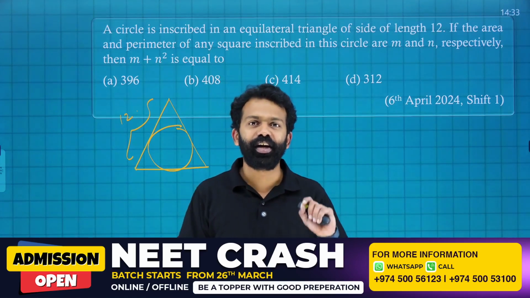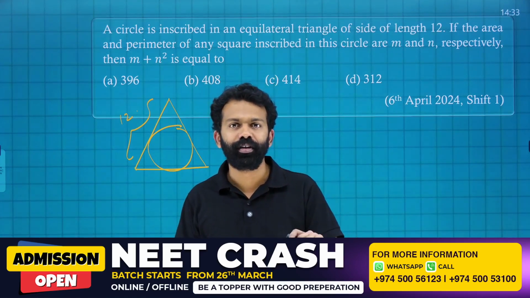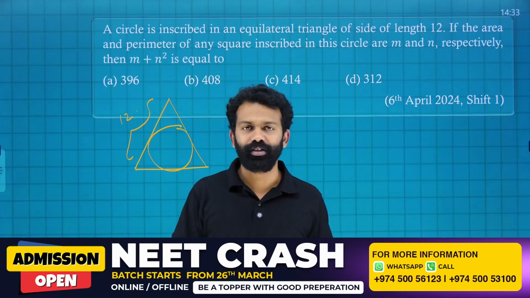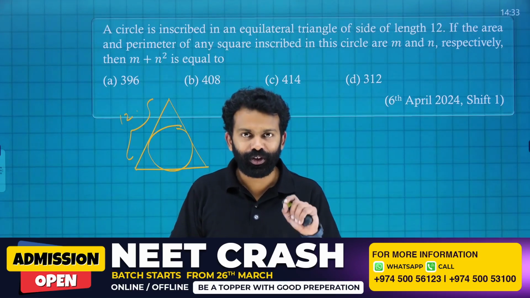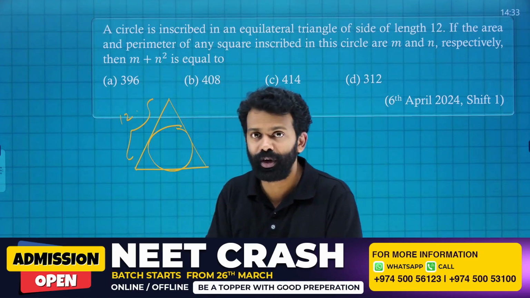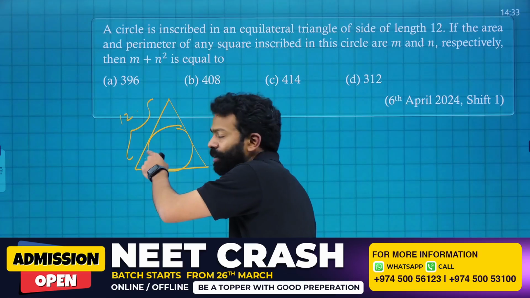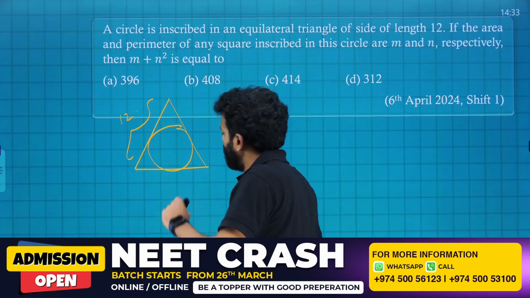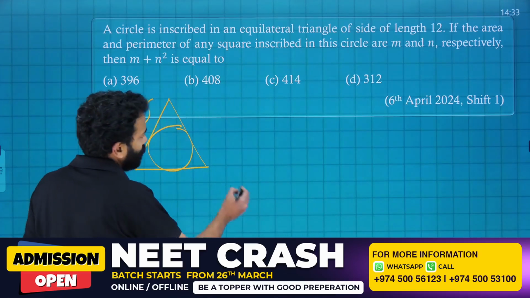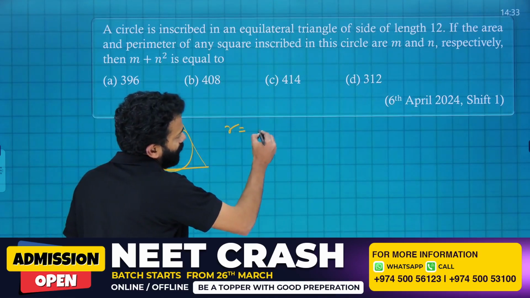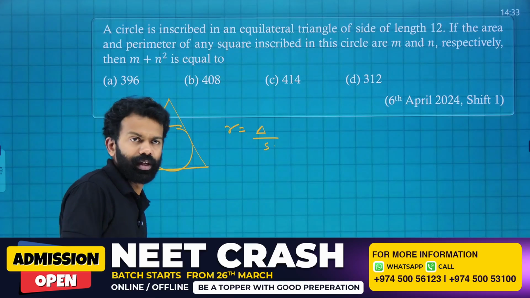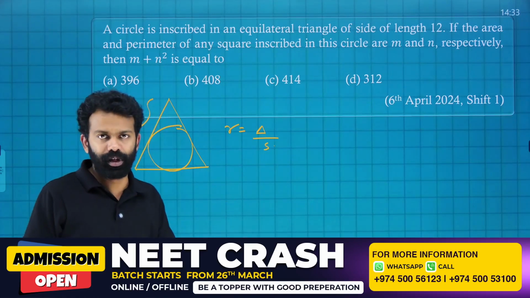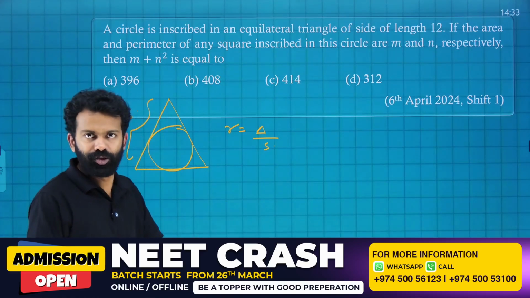And to find the side of that square, we need to find what? The radius of that circle. And to find the radius of that circle, we need to apply a formula. Since the circle is inscribed in an equilateral triangle, we can find the area. That's very easy. For the in-circle, the formula is R is equal to delta by S. And what is delta? Delta is the area, and what is S? S is the semi-perimeter. For Heron's formula, we have used S, right?